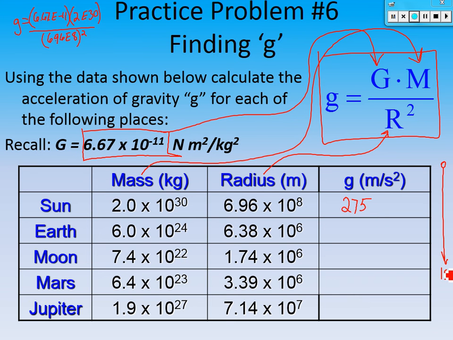So on Earth it's 9.8, so I'll give you that one, 9.8. On the Sun, 275, so there's just an extreme force of gravity, and the acceleration due to gravity is very large. I would like you to plug in the values and figure out what the acceleration due to gravity is on the Moon, Mars, and Jupiter. So please hit pause and try that real fast.